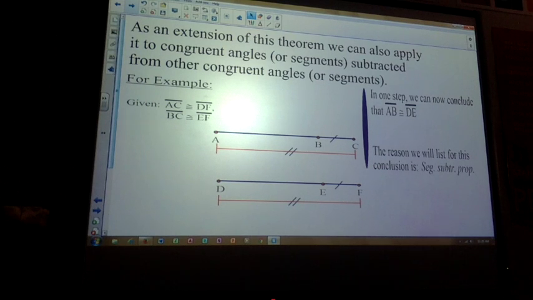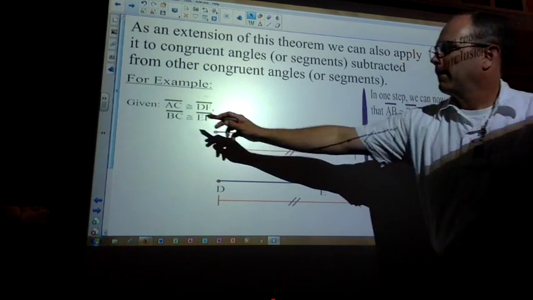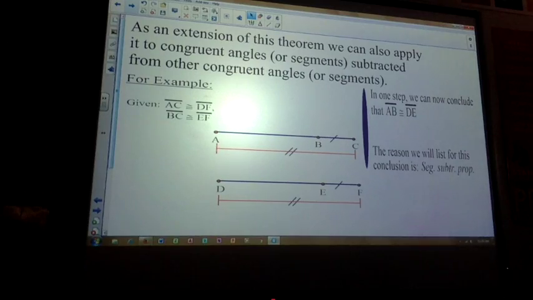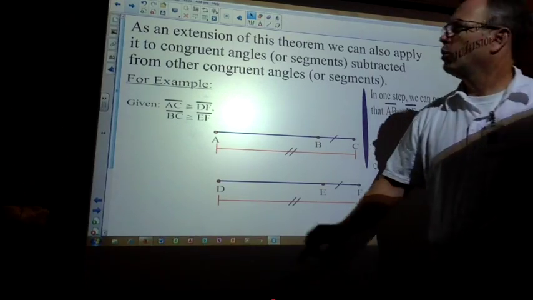Okay, and these aren't doing a two-column proof. This is just doing logical thinking. So then could you also have BC is congruent to EF? Yep, they already have it right here. That's already part of the givens.